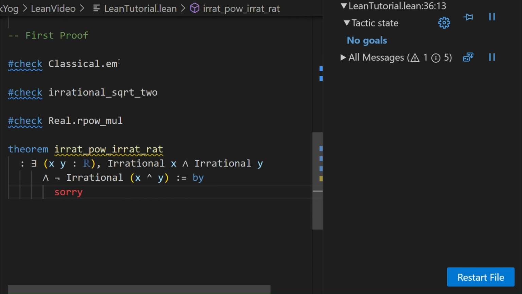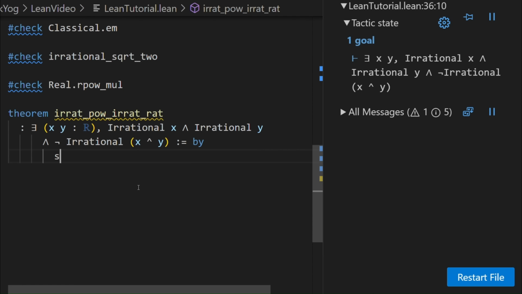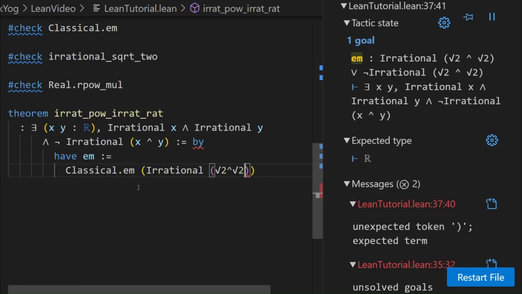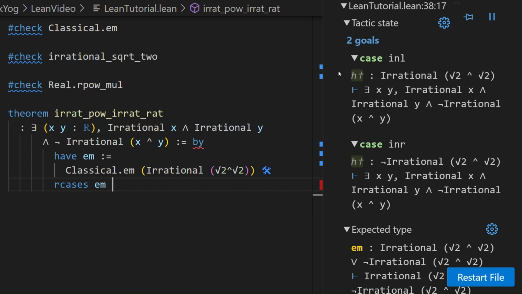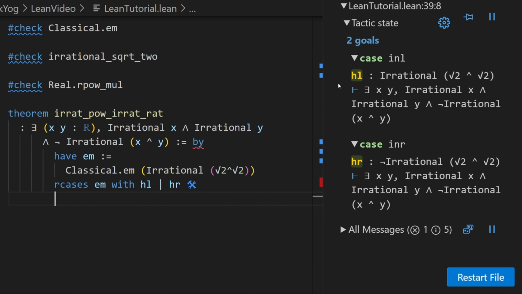Let's check out the theorem Classical.em. For any proposition P, it returns a proof that P or not P is true. Let's perform for all elimination on this with the proposition Irrational of square root 2 to the power square root 2. This gets us m as the proof of an OR statement. Use OR elimination on this to get two cases, hl and hr. The first case, hl, assumes that square root 2 to the power square root 2 is irrational, while the second case, hr, assumes it is rational.